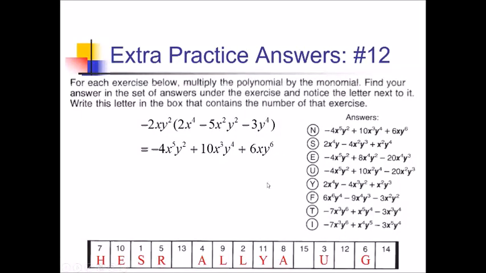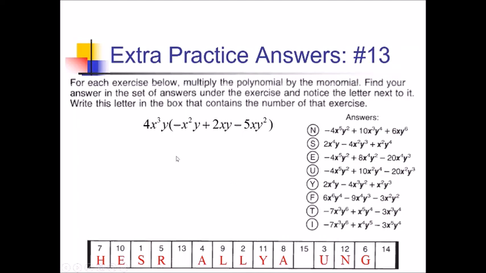So looking for all of this stuff, looks like E and U have the same thing in the beginning. But then U, we've got the 10x squared y to the 4th. And, oh, that's a little bit different, 20x squared y cubed. Do we have any other things that begin with negative 4x to the 5th y squared? We do. Choice N, it looks like, actually does have all that other stuff. So we've got N going in box 12.